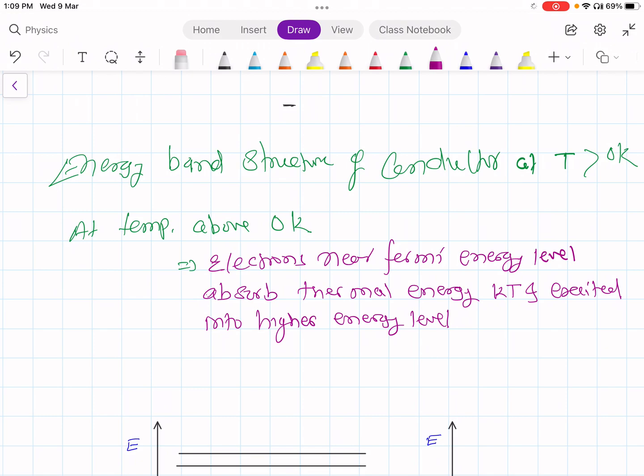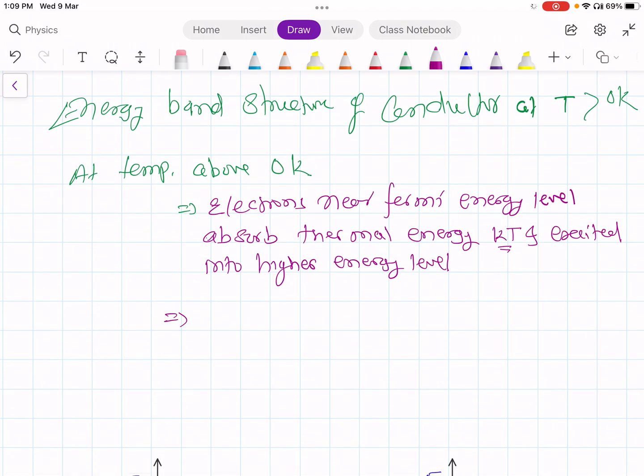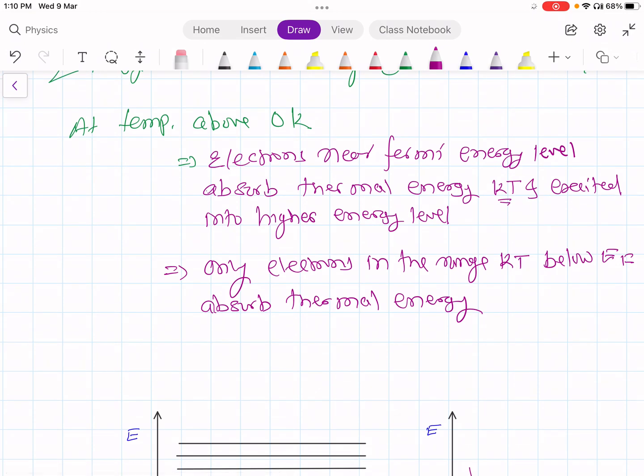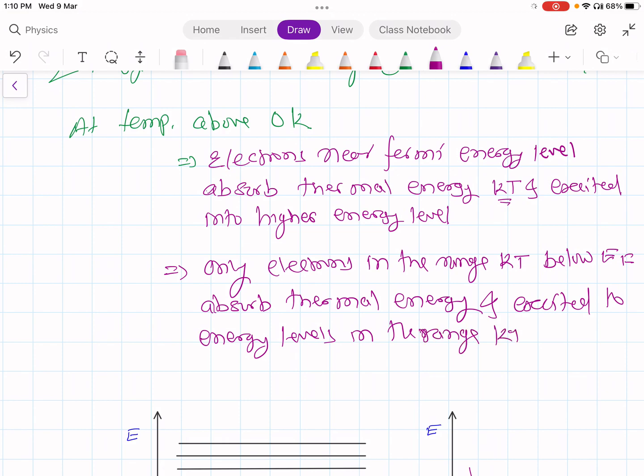Now, which electrons will absorb this energy kT? Can any electrons in the conduction band absorb that energy kT? The answer is no. Only electrons in the range kT below EF absorb thermal energy and are excited to energy levels in the range kT above EF.